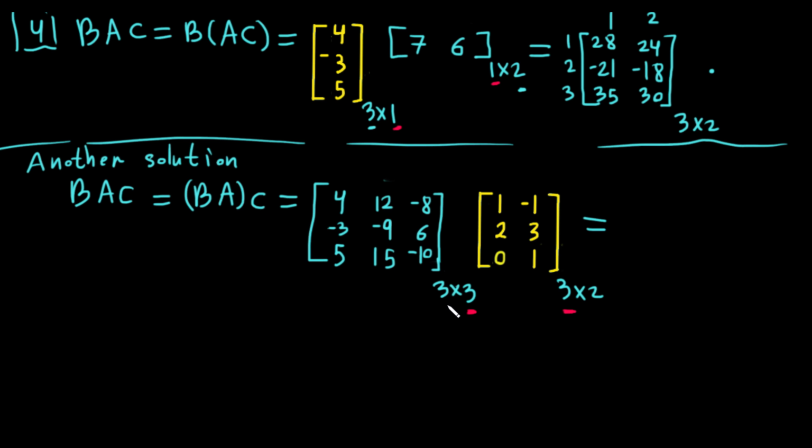Here the size will be 3 by 2. So 3 rows, 1, 2, 3, and 2 columns, 1, 2. Of course, these numbers we have to erase later, because they are only to explain these things for you.